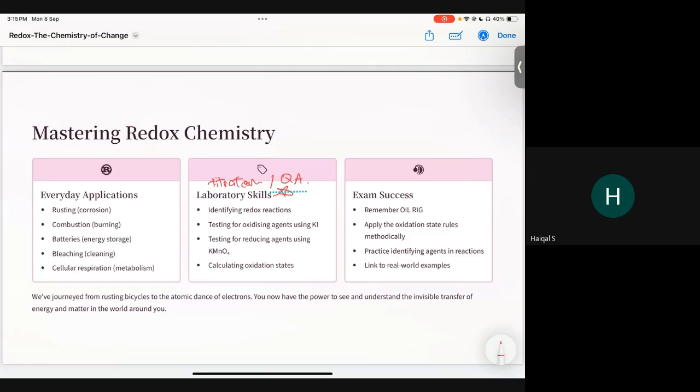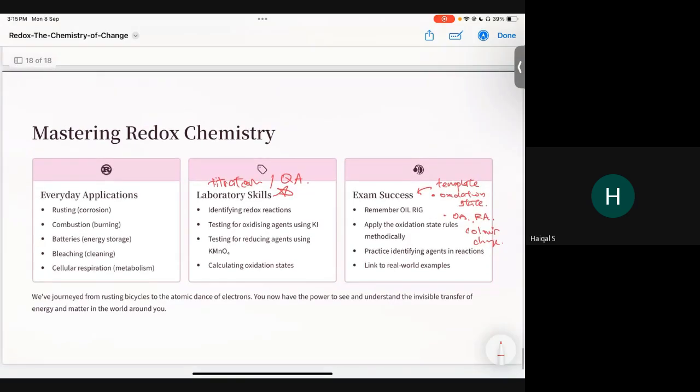Okay, now for you to do well in exams, please remember the template, especially for oxidation state explanation. Next thing, also please take note of the oxidizing agent and the reducing agent. What are the two? And then what is their color change? Color change.